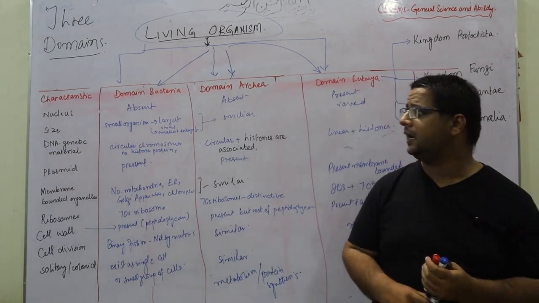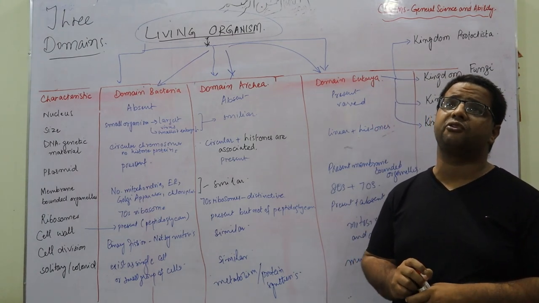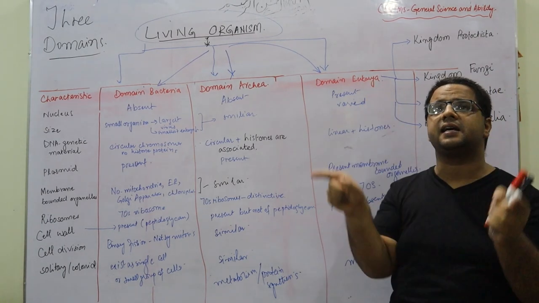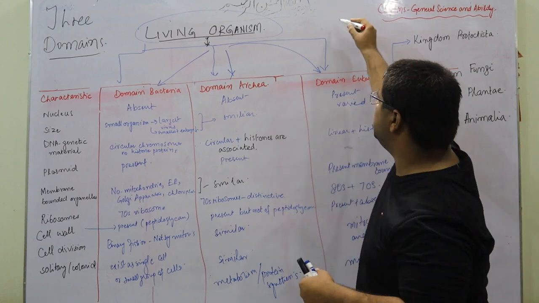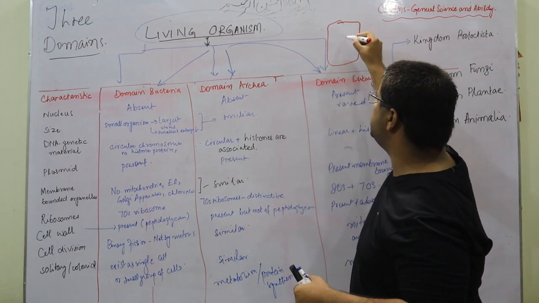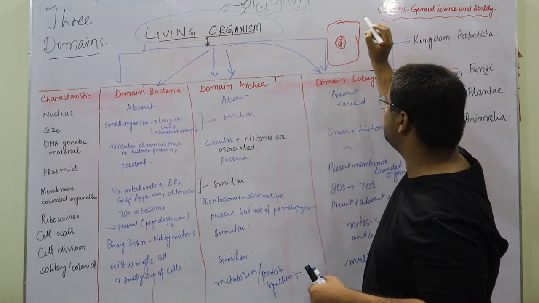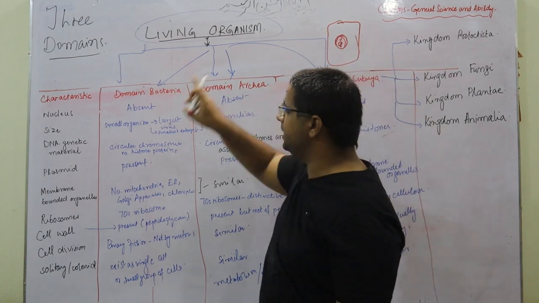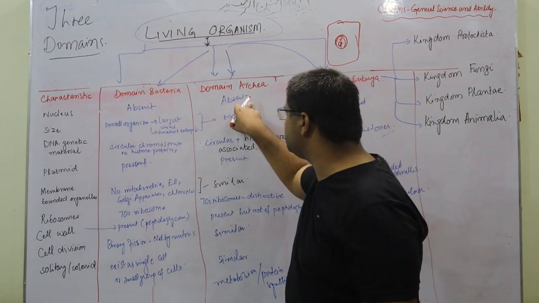prokaryotes are those organisms which do not have a true nucleus. A true nucleus means their DNA is covered by a bounding nuclear envelope. This is the cell and its nucleus, which contains DNA all over it. So they don't have the boundary. In the case of domain bacteria, the nucleus is absent. In archaea, the nucleus is absent.